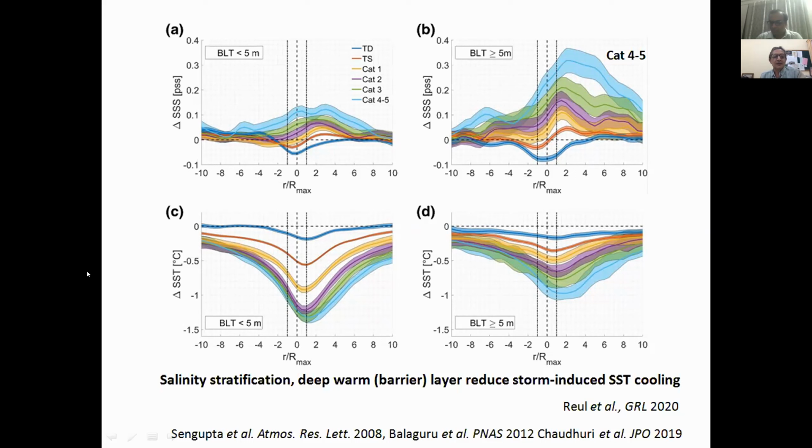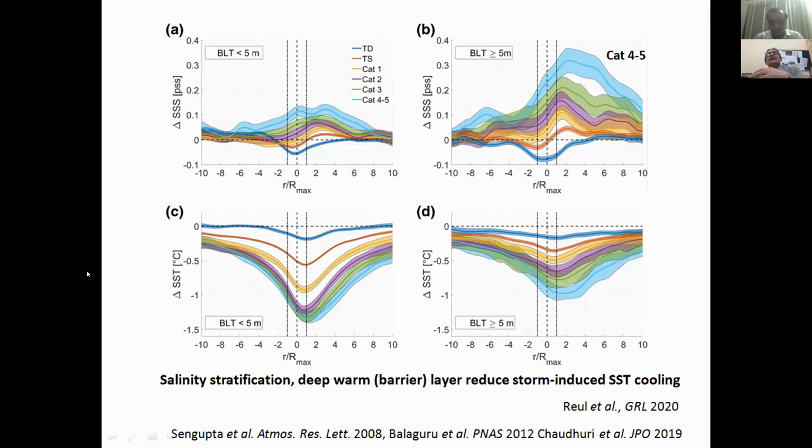And if you look at the two panels down below, C and D, you can see that if the barrier layer thickness is small, then the sea surface temperature cooling is large, and the x-axis is radius of maximum winds. On the right side, panel D is if the barrier layer thickness is larger than 5 meters, and sometimes it can be 30-40 meters in the Bay of Bengal, then indeed the sea surface temperature cooling in response to this storm is smaller.